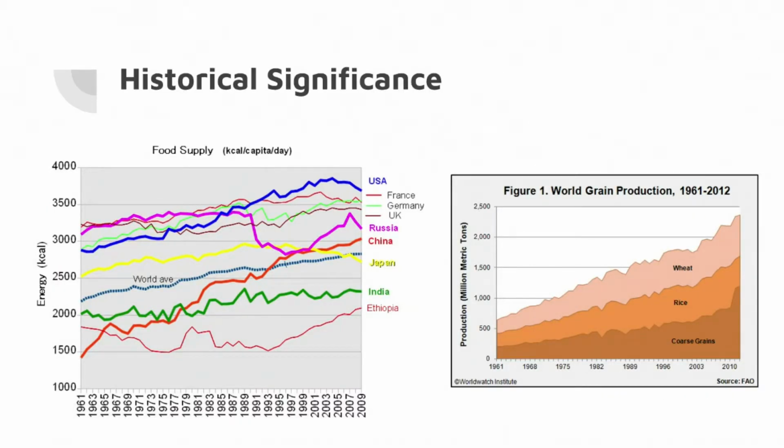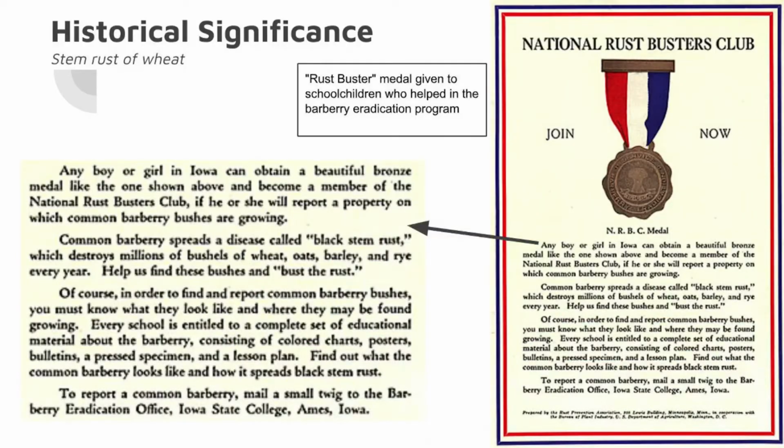Historical significance. Stem rust is one of the major diseases of wheat and barley, and therefore a potential threat to the world food supply. Wheat is the largest food crop in the world, and barley is the sixth largest. Together they account for more than 25% of the world's food supply. It is estimated that more than $5 billion is lost to cereal rust each year. Even in 384 to 322 BC, stem rust was a serious problem in Greece and Rome. Also, clubs have formed because of the stem rust of wheat. For example, the Rust Buster is a medal given to school children who helped in the barberry eradication program.